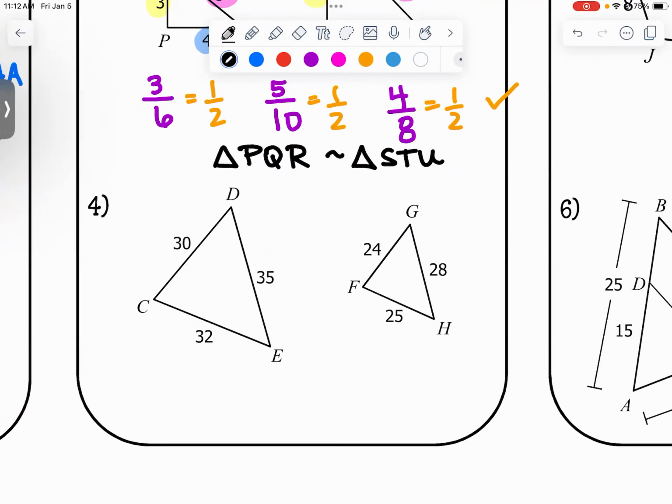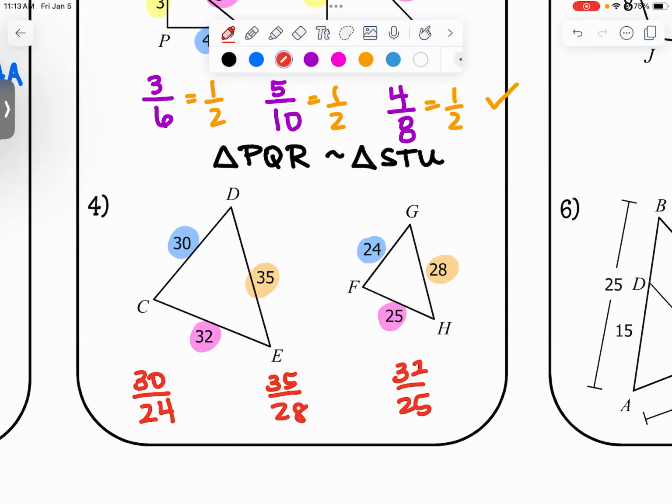All right, let's look at this next example. What's the smallest side in CDE? 30. What's the smallest side for FGH? Those two have to be friends. Let's do 30/24. What's the biggest side in CDE? 35, which would have to match up with 28. And then 32 and 25 are going to be friends.